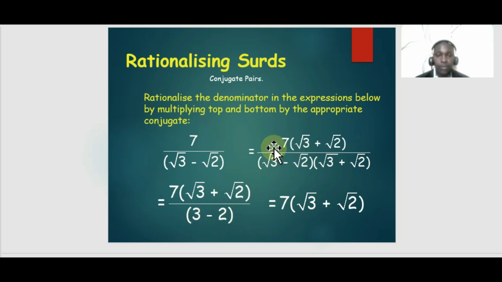Then the numerator will be 7 into bracket. You can open it to be 7 root 3 plus 7 root 2, or you can just leave it like this in brackets. So 3 minus 2 is 1, and therefore the answer will be 7 into brackets root 3 plus root 2 divided by 1, which is, you can just leave the answer like this.